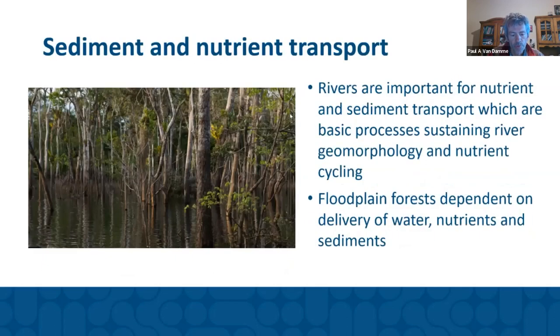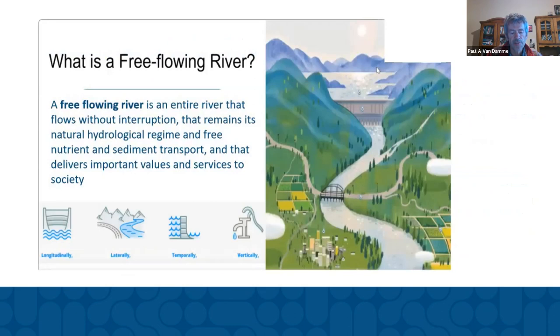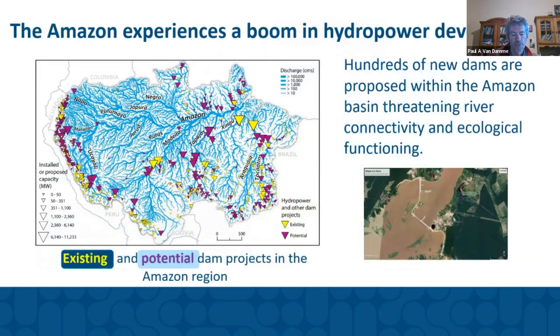Rivers are also very important for nutrient and sediment transport, which are basic processes sustaining river geomorphology and nutrient cycling. Floodplain forests depend on delivery of water, nutrients, and sediments. In the present study, we defined a free-flowing river as an entire river that flows without interruption, that retains its natural hydrological regime and free nutrient and sediment transport, and that delivers important values and services to society.